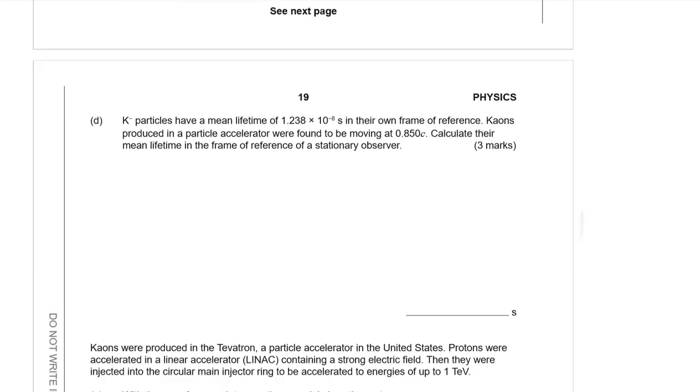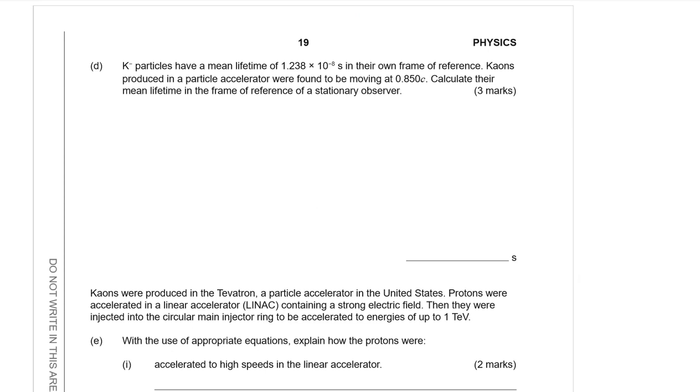Moving on, then you've got these K negative particles have a mean lifetime of 1.23. Awesome. And it's giving you a speed. So it's asking you what is the time if you were to measure it from an outside perspective. So if they have a mean lifetime, that'll be your true, or your proper time there. So I would say use your time dilation. So I'd have 1.238 times 10 to the negative 8.